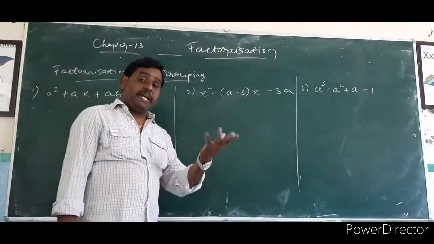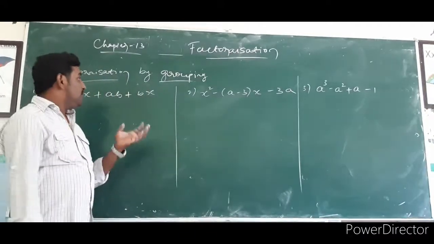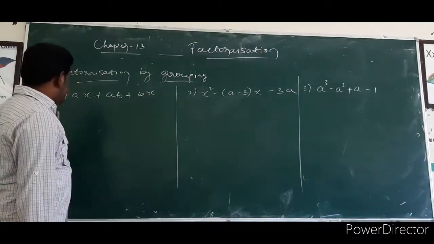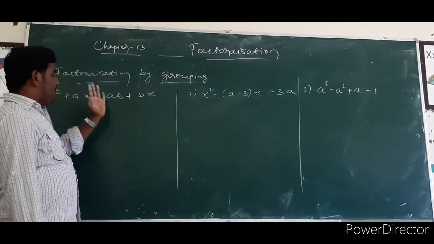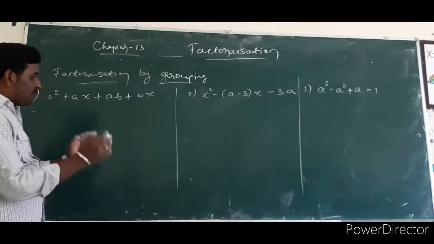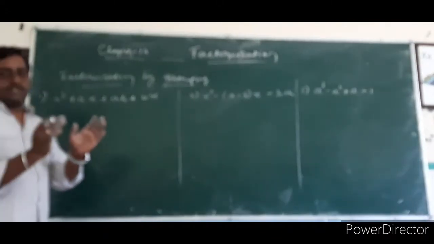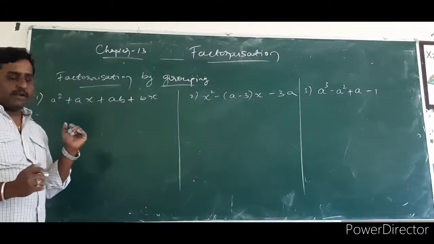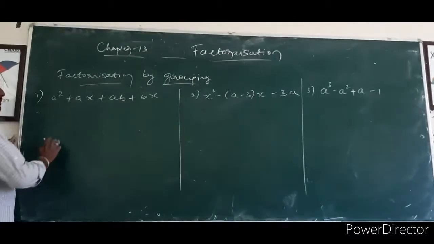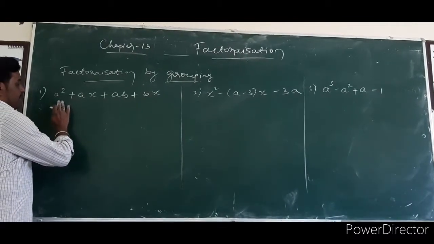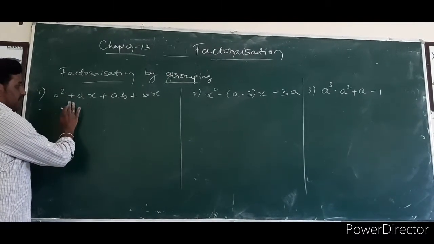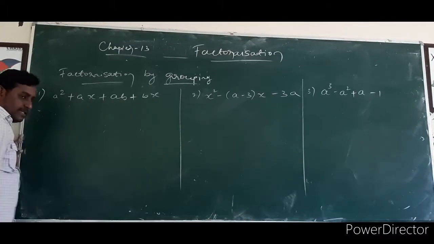Till now we learned taking common factor outside. Now in this, they have given more terms. Factorization by grouping means you have to group two terms as one group and take common factor outside. So here I am making groups. The first problem is a square plus ax plus ab plus bx.